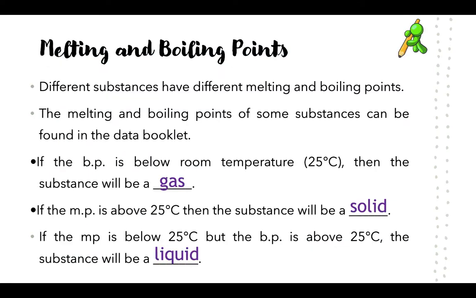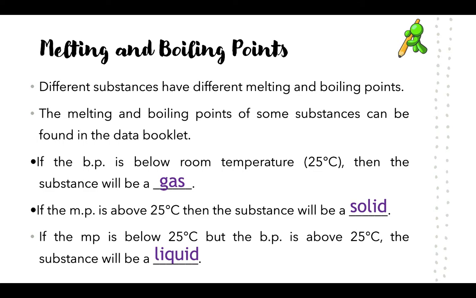So let's go back and think about melting and boiling points. Remember, this little green man holding the pencil means you have to be writing this down. Different substances have different melting points, and the melting and boiling points of some substances can be found in the data booklet. If the boiling point is below room temperature, and we tend to say 25 degrees as room temperature, then the substance will be a gas. If the melting point is above 25 degrees, then the substance will be a solid.